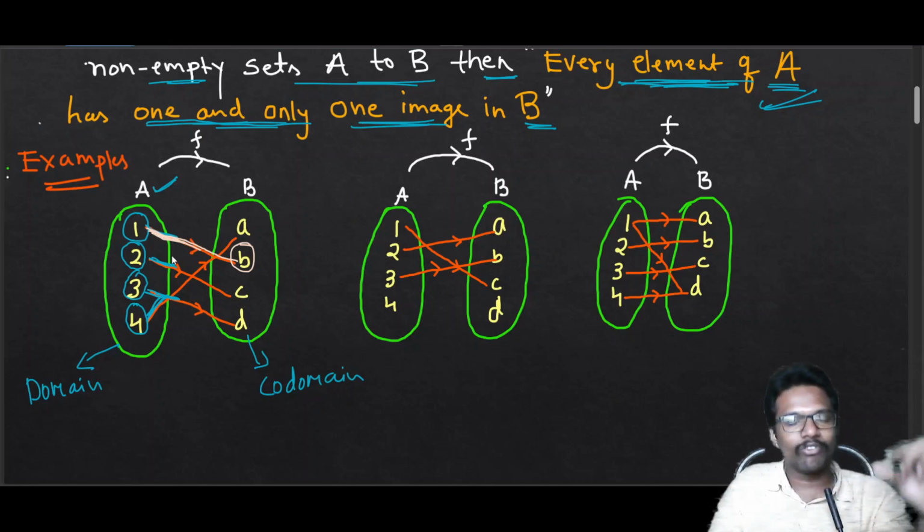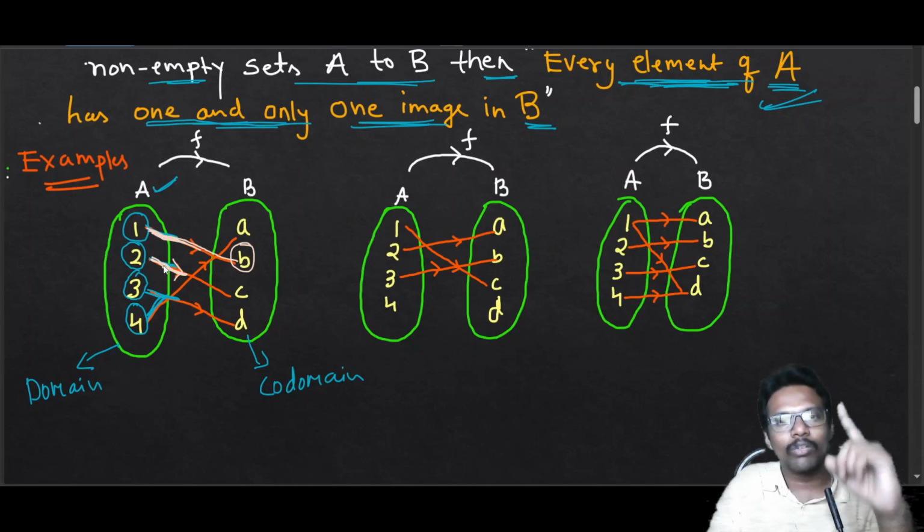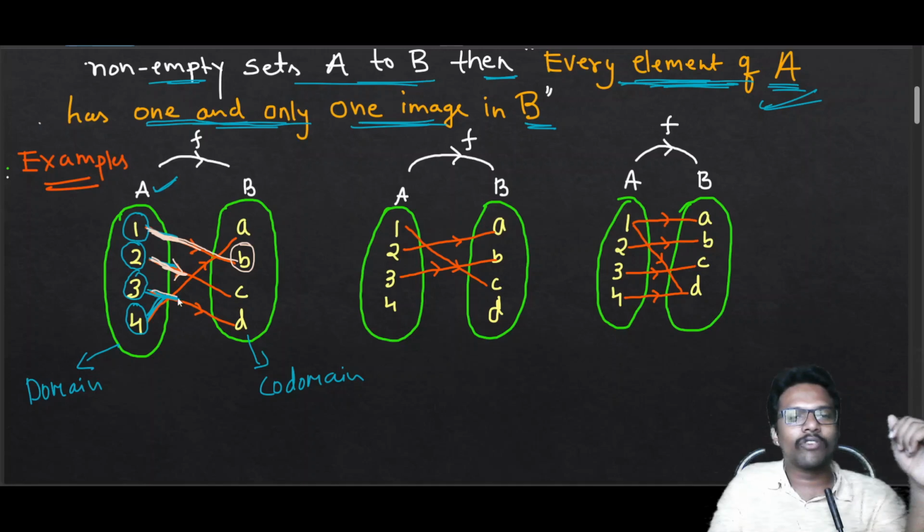So from the domain, if you consider 1, there is only one arrow going outside, which means from 1 there is only one relation. If you consider 2, there is only one arrow mark going out. It means element 2 has one and only one image in B. For 3, there is only one arrow mark going outside A, so 3 has one and only one image in B.